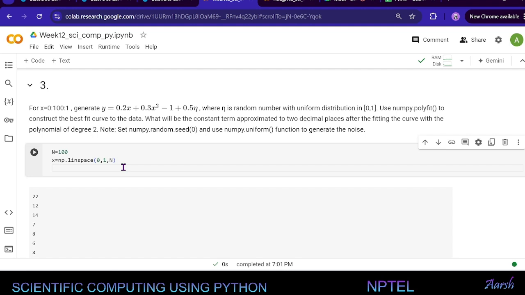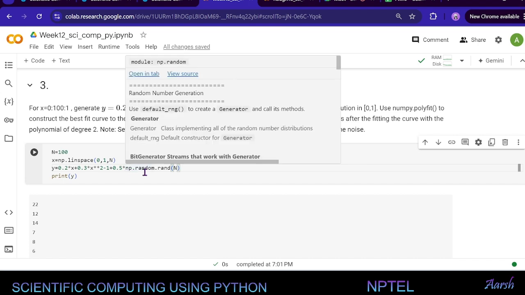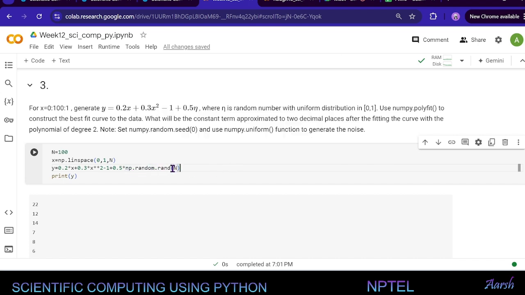And then see this one. Yeah. So we are generating y. Y is going to be 0.2x plus 0.3 times x squared minus 1 plus 0.5 times a uniformly random number, right? So I can write this with rand as well, just to go with what is taught in the course. So this will generate n random numbers uniformly distributed between 0 and 1.